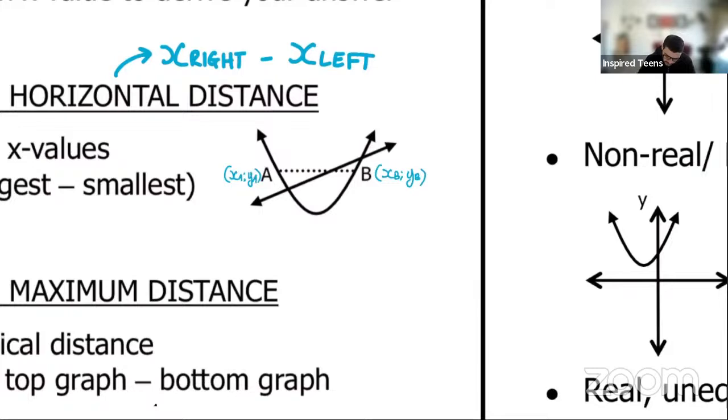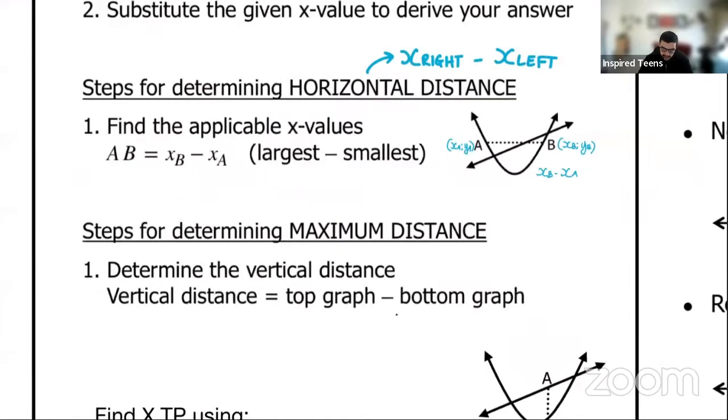So this vertical distance AB would be represented by XB minus XA. Whatever those particular coordinates are, just keep that in mind. So x right minus x left, find the applicable x values. In this case, XB minus XA, largest minus smallest. It's always largest minus smallest.